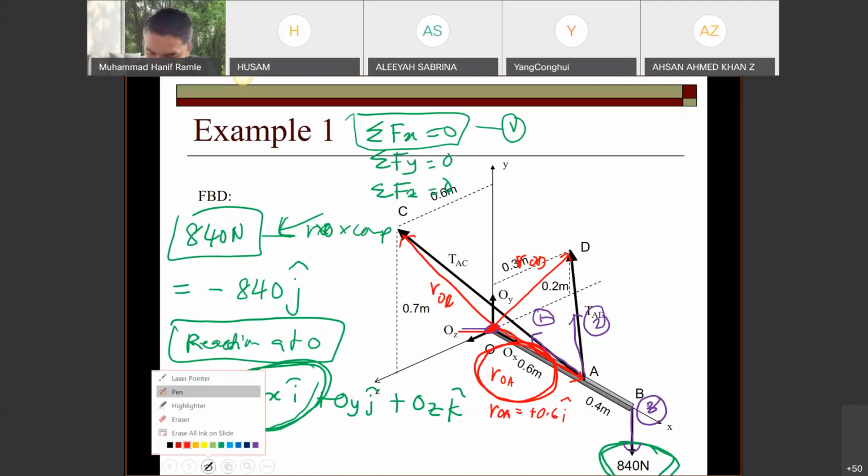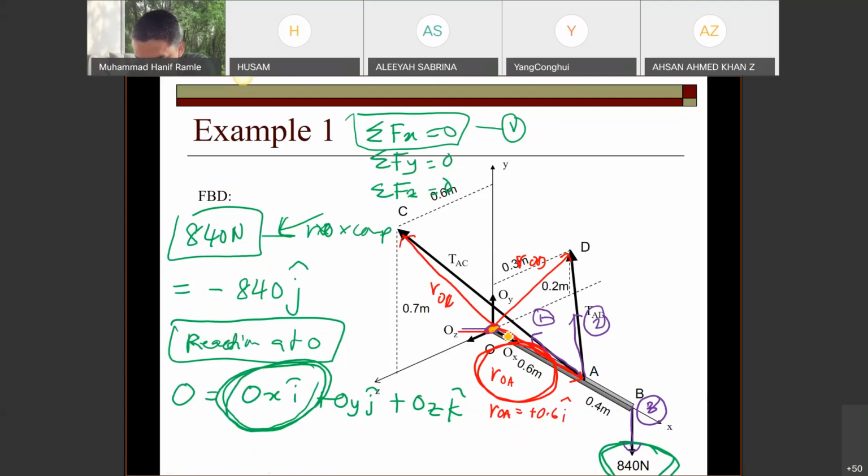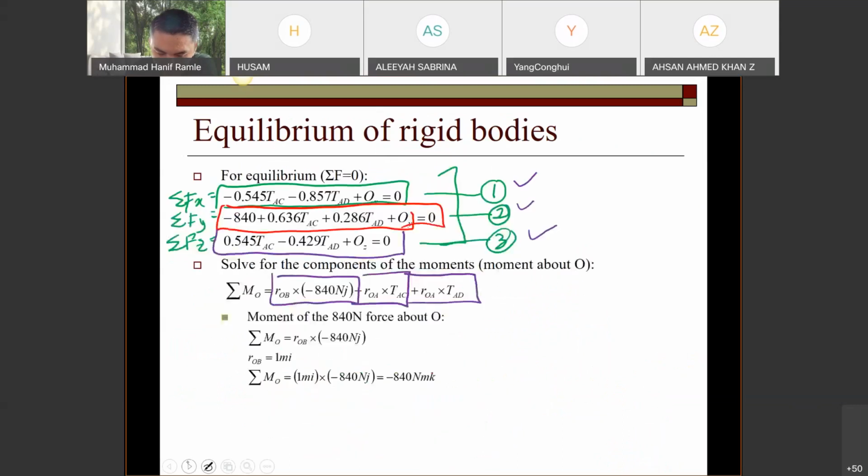The other R is for the 840 Newton, from O to here, point B. So this one is ROB, and the value is 1 i, because 0.6 plus 0.4 equals 1 i. So you have the R: ROA and ROB. Then substitute all this information, ROA, into the equation.